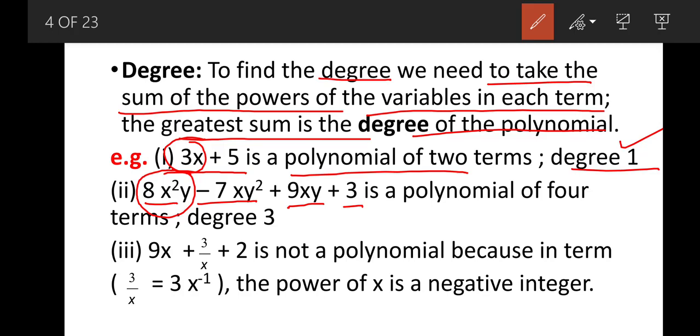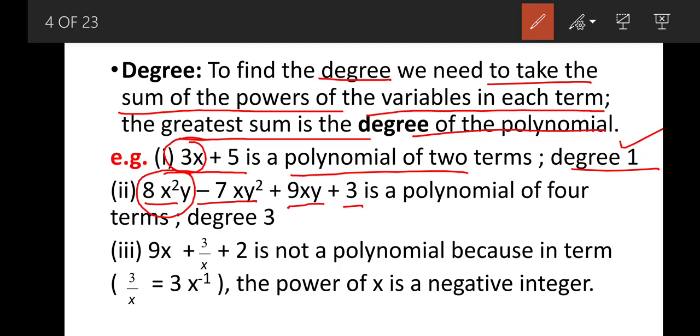Coming to the second term, here the power of the variable x is 1, y is 2. So these are also non-negative integers. So it is again satisfying. Likewise, in the third term also, the power of x and y both is 1. So it is again satisfying the condition of polynomial. And the last term 3 is a constant term. So this is a polynomial.